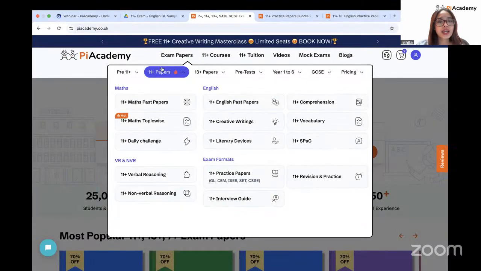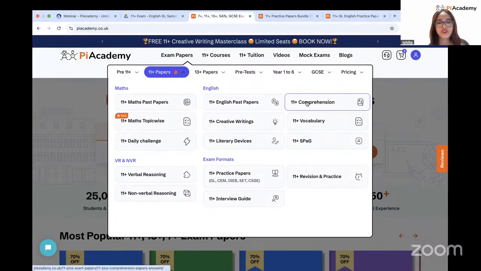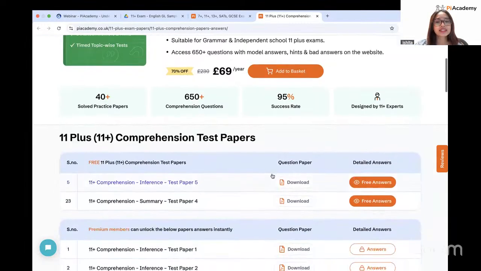So again, if you go onto the Pi Academy site, under 11 plus papers, if you hover onto English, you will find 11 plus comprehension. Now, this is a full 11 plus comprehension test papers package. We have over 40 comprehension topic-wise split test papers, and these are all internally designed by our Oxbridge tutors who have experience in the 11 plus format and have over 14 years of experience, so they're very well versed in this. They've seen many students lose marks on really tricky comprehension questions. So because of this, we've based it on topic wise.